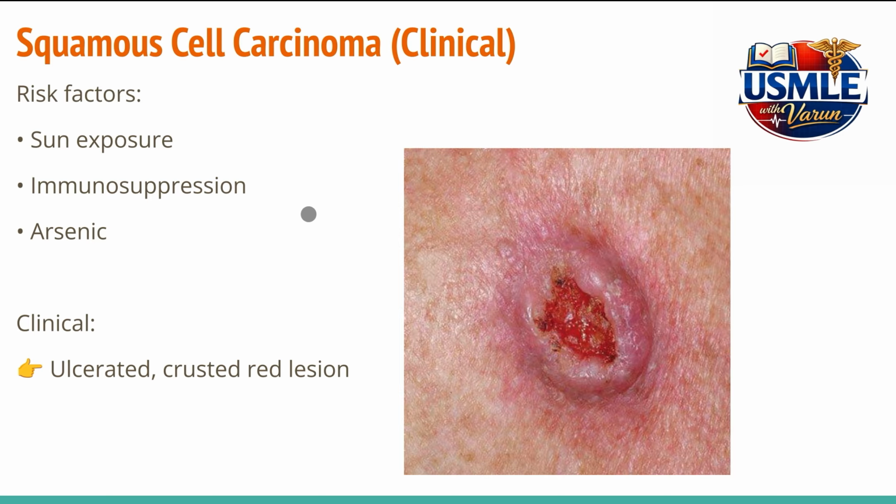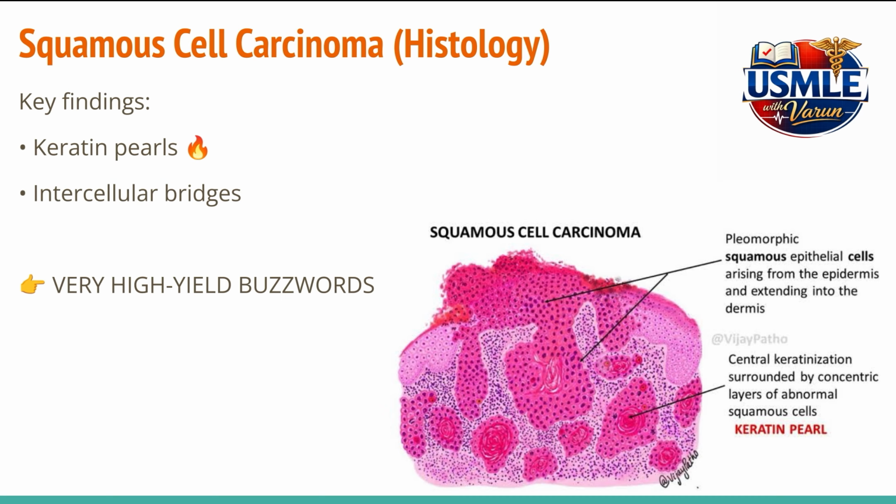Squamous cell carcinoma is associated with sun exposure, immunosuppression, and certain toxins like arsenic. Clinically, it presents as an ulcerated, crusted lesion that is red in color. It is more aggressive than basal cell carcinoma and also carries a higher risk of spreading to the adjacent tissues. So if you see an ulcerated red lesion, we need to think of squamous cell carcinoma.